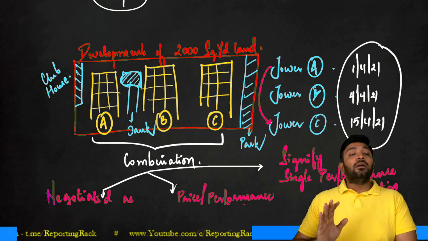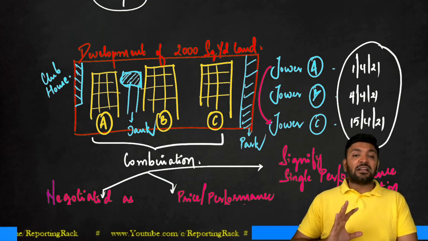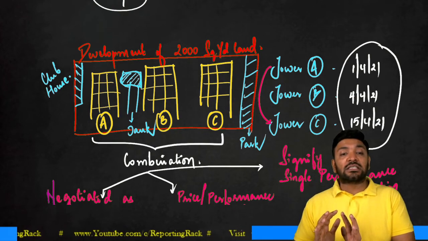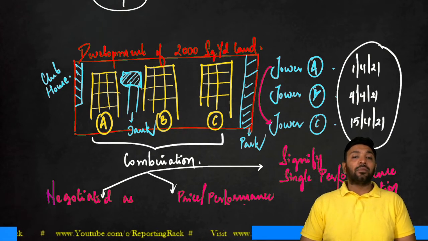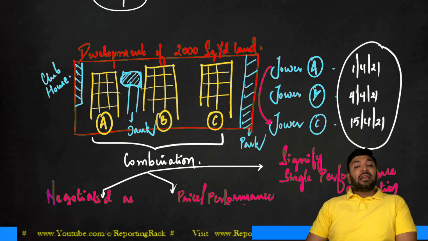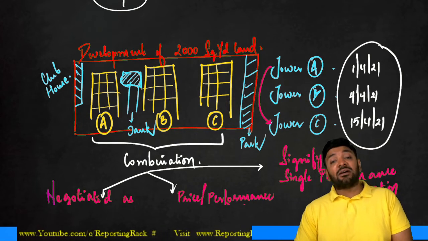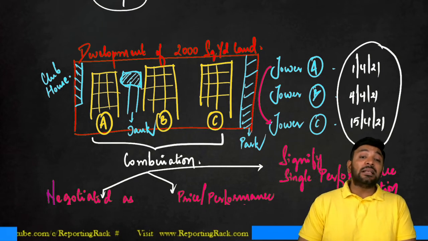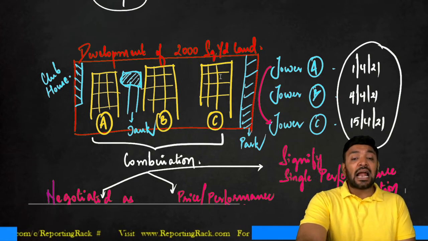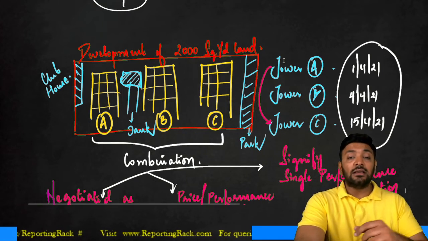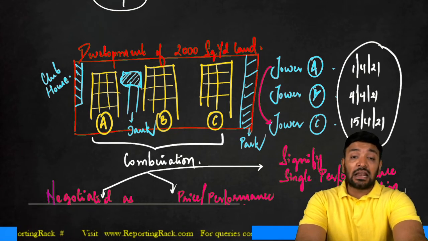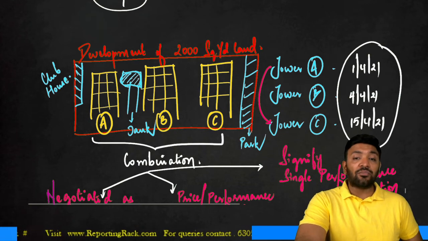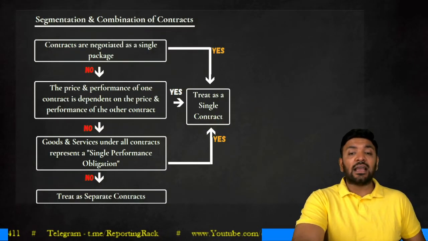And the price of the modification which happened in the contract is almost equal to the standalone selling price of these contracts. If they had not been given to me, but had been given to someone else, even he would have charged the same amount. That means they represent a standalone selling price of these items. In such cases, we can classify them as a separate contract. So I'm talking about something called modifications to the existing contract.